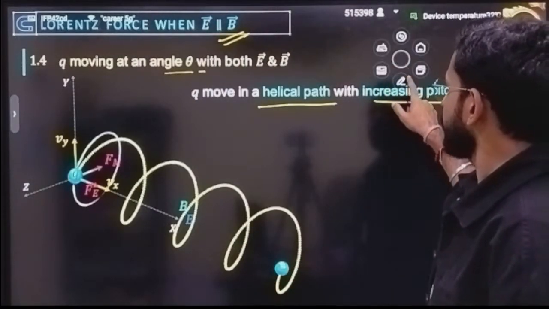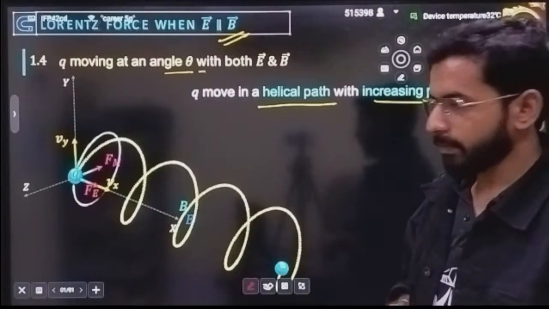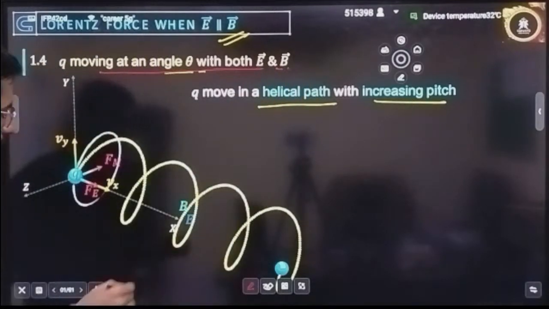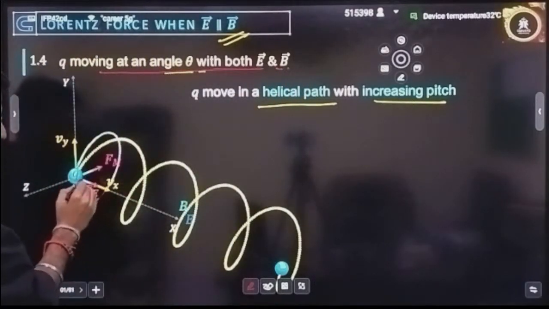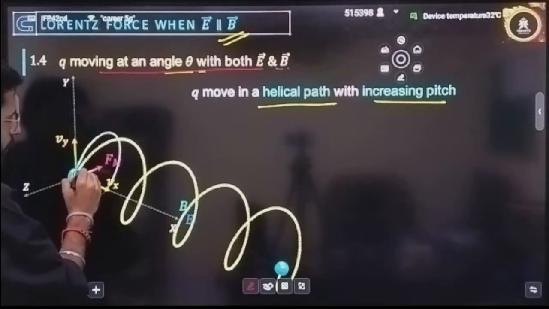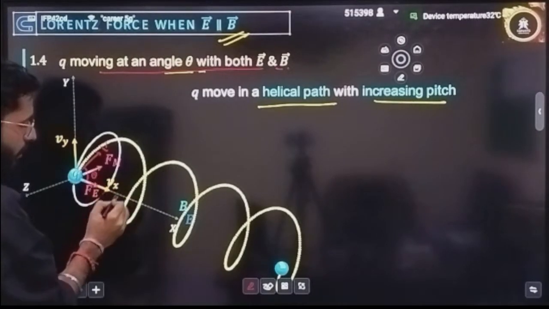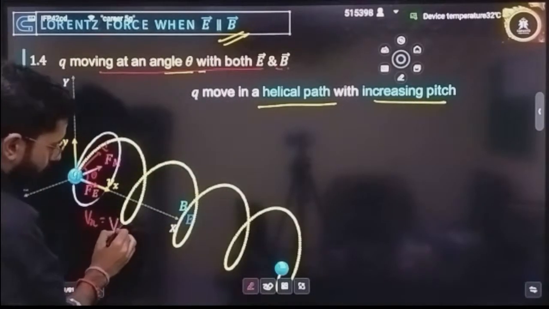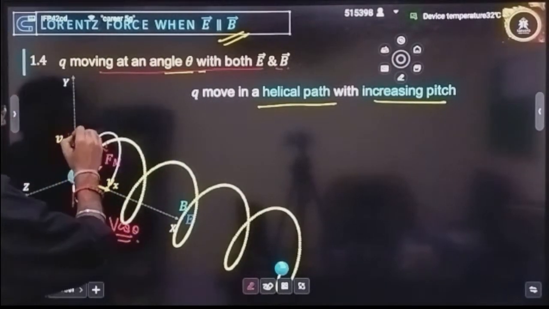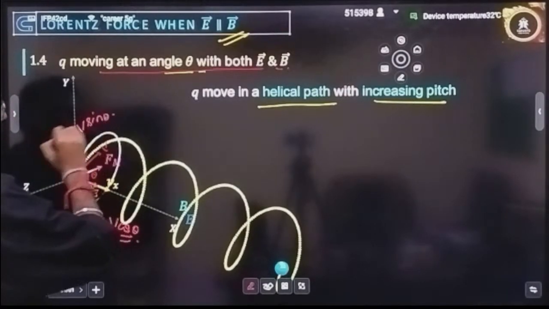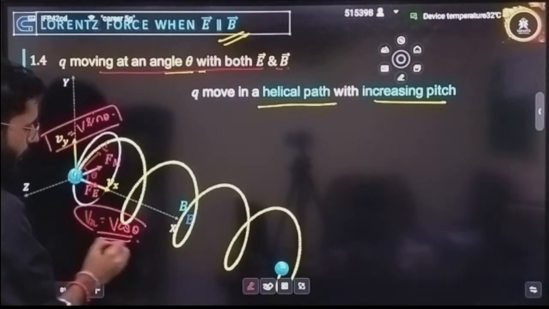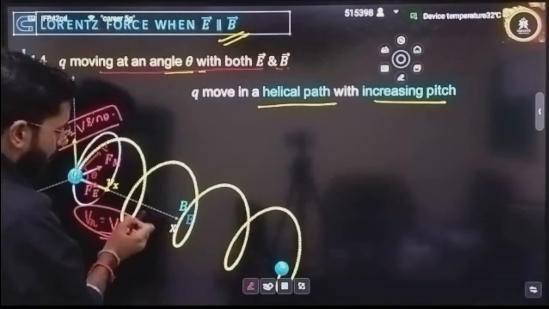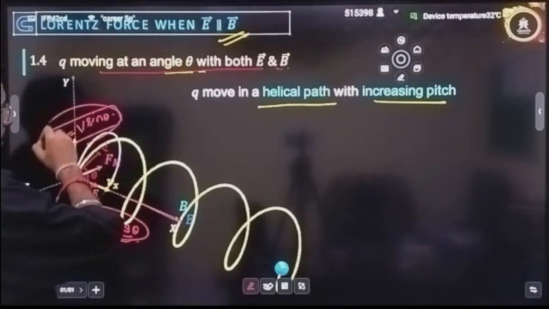So now if it is moving at some angle theta, what will be happening? If Q is moving at an angle theta with both the electric field and the magnetic field, this is again the electric field, and this will be the direction of the magnetic field also. Let's suppose it is moving with some V at some angle theta. What will I write for Vx, the x direction velocity? I will write it as V cos theta, and this other velocity I will write as V sin theta. Now, this perpendicular velocity will decide the pitch, and this will decide the radius.